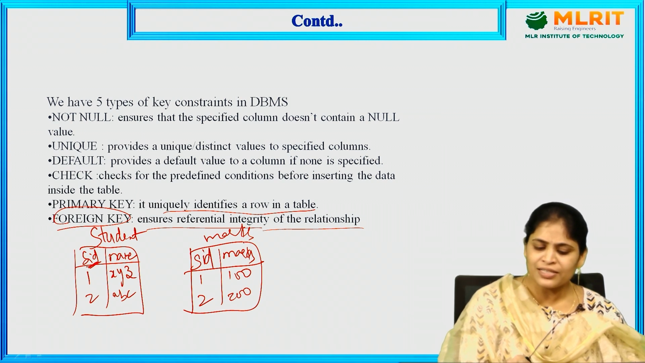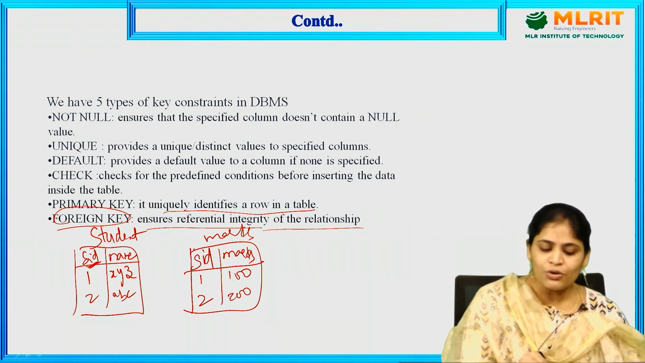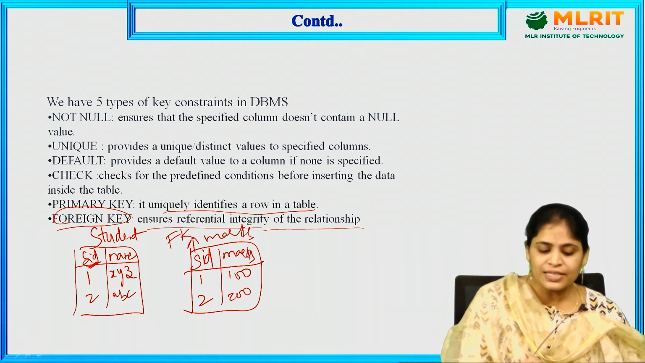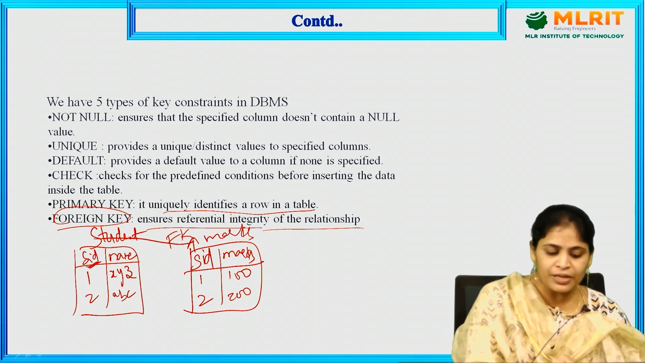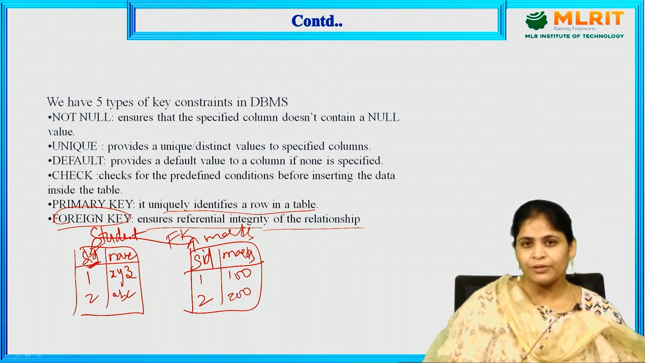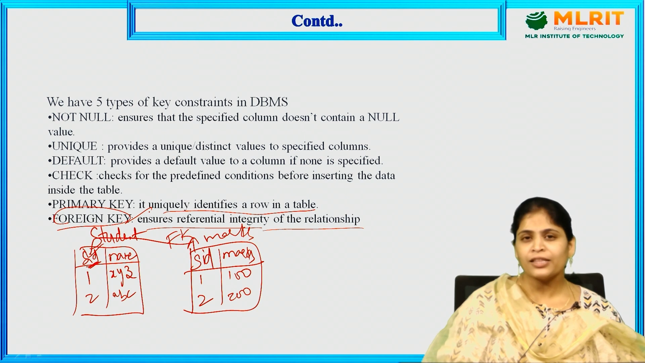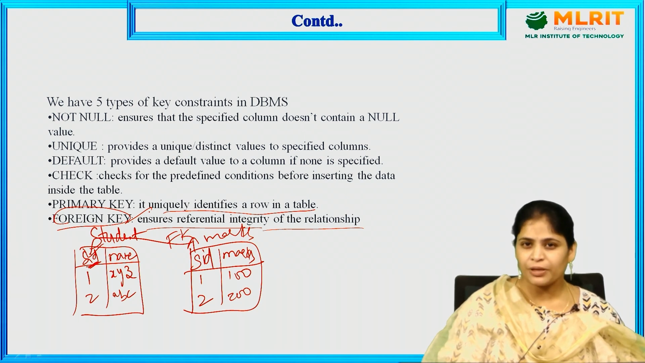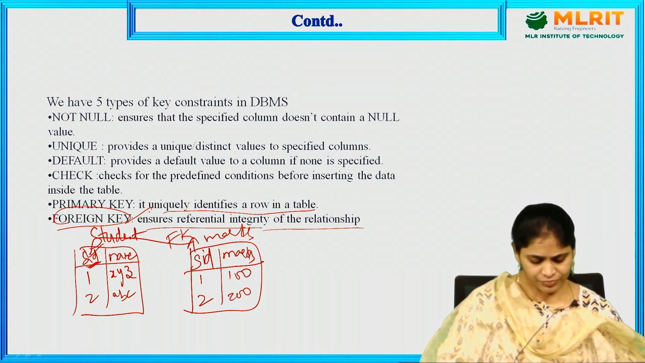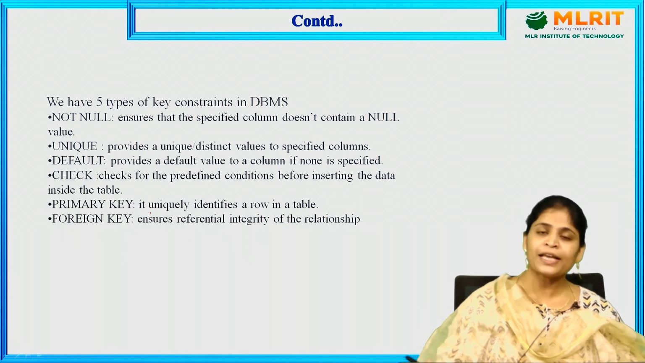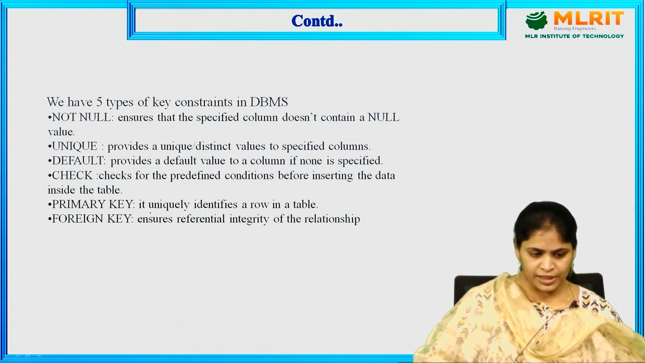That means, let us consider this marks table. Here, consider SID as foreign key. So, this SID will act as a primary key in another table. That is what the relation is. To relate two different tables, we use the foreign key concept, and the foreign key is a key which acts as a primary key in another table. So, these are the basic key constraints that we used to learn.